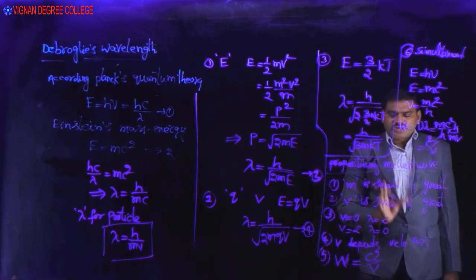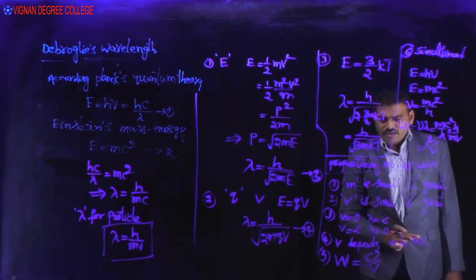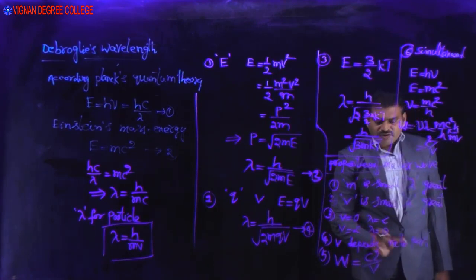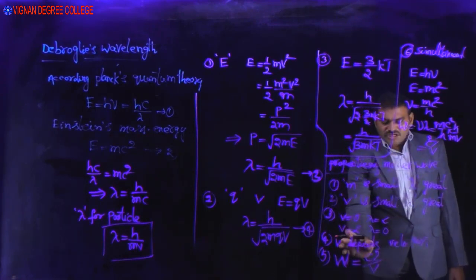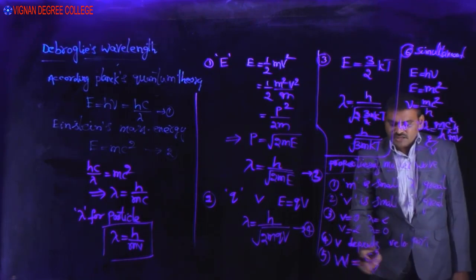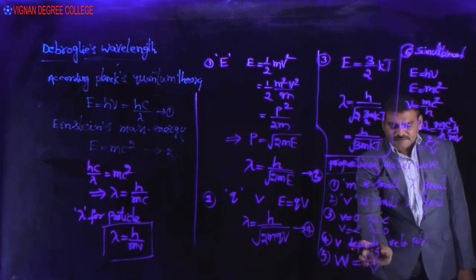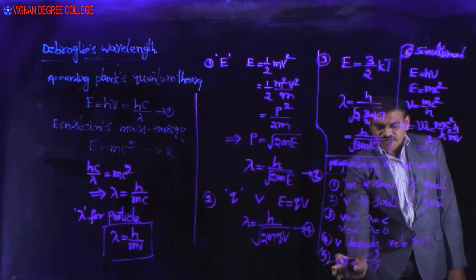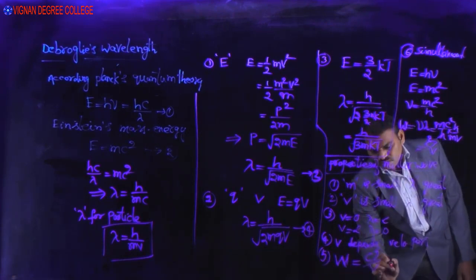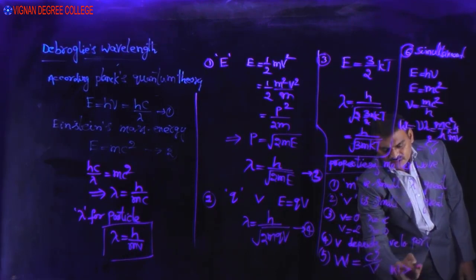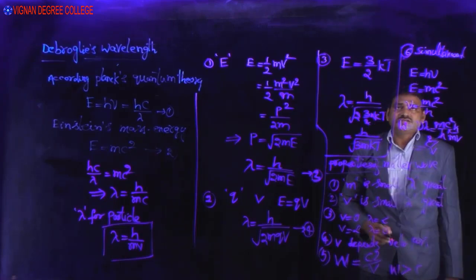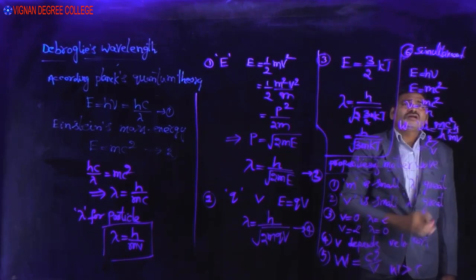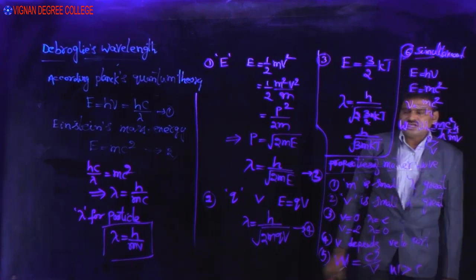If the matter waves are associated with lighter particles, that means mass is small, and if the velocity is small, then the waves have a greater wavelength. The matter waves are generated by the moving particles. The velocity of matter waves depends on the velocity of the particles. The fifth property is that the velocity of light is smaller than the velocity of the matter waves. That means the velocity of matter waves W is always greater than the velocity of light. And the last property is you cannot see the two properties, that means the wave nature and the particle nature cannot appear in the same experiment.